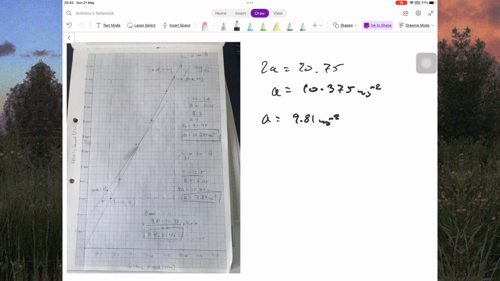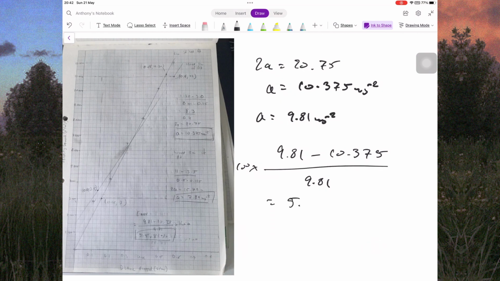which would be 9.81 subtracted by 10.5, divided by 9.81. And this gave me roughly 5.81%. This is my uncertainty. This 5.4% of uncertainty or error can occur for a few errors I made during our practical experiment.